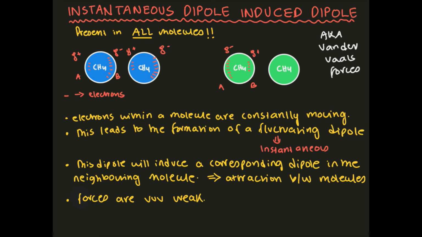And this is going to change the neighboring dipole. So this is going to be partial negative, so it's going to have more electrons. And over here, it's going to be partial positive, so it's going to have fewer electrons. The side which has more electrons is going to keep on changing in this case, which is why it's called instantaneous dipole, because it's going to keep on changing. And it's called induced because it's going to induce a dipole in the neighboring molecule.